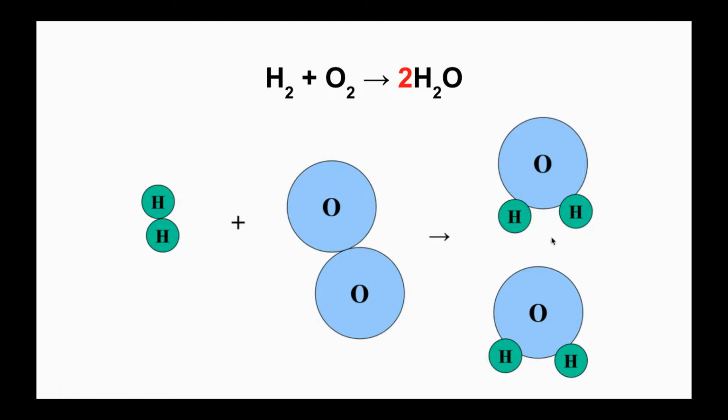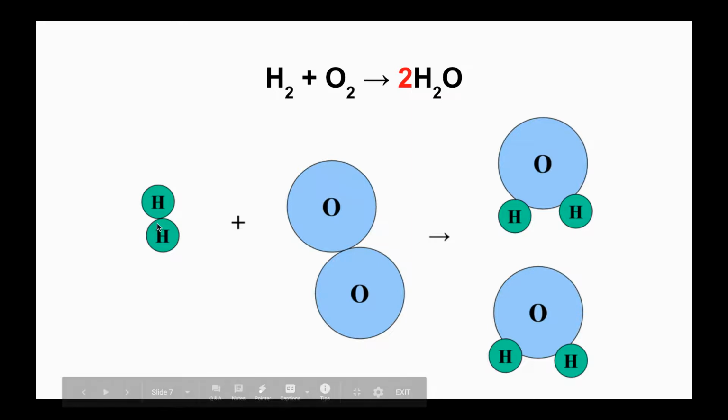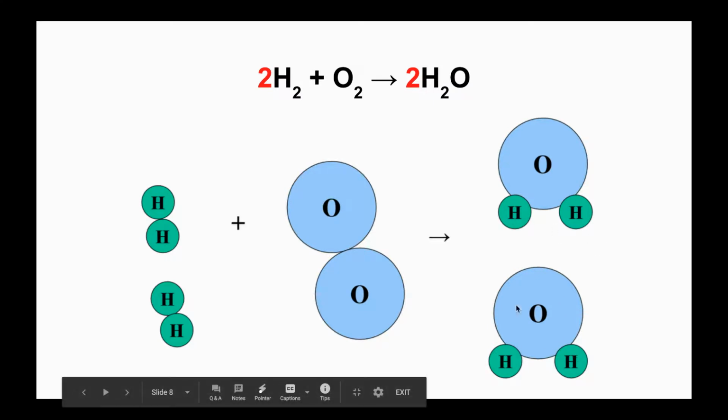But look at this. Now I have 1, 2, 3, 4 hydrogens on the product side, and I only have two hydrogens on the reactant side. So now I need to also put a 2 coefficient in front of this hydrogen in order to fully balance this equation. And now I'm good. So I have 4 hydrogens on the reactant side, 4 hydrogens on the product side, 2 oxygens on the reactant side, and 2 oxygens on the product side.